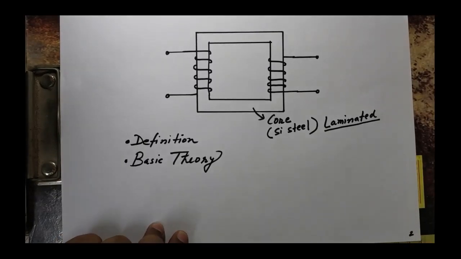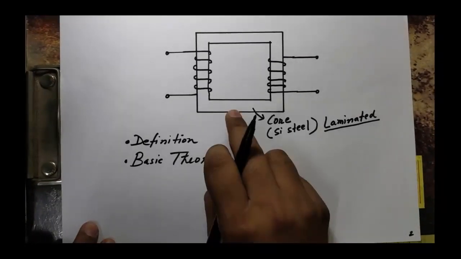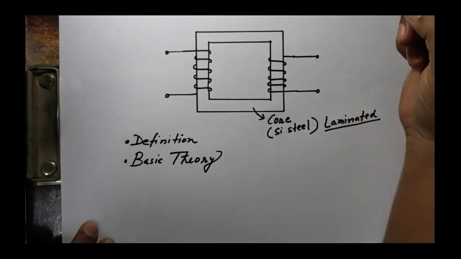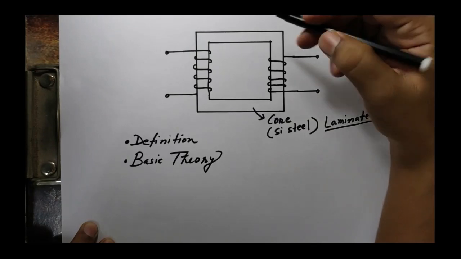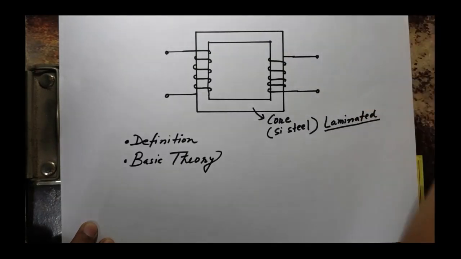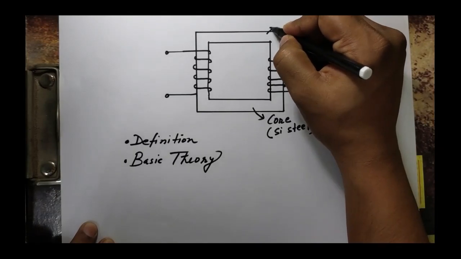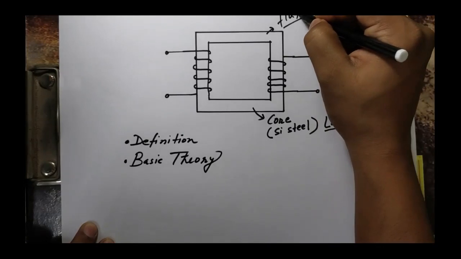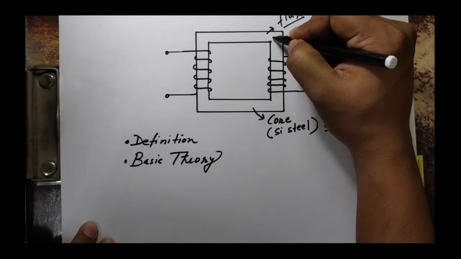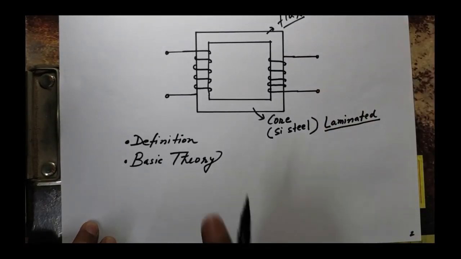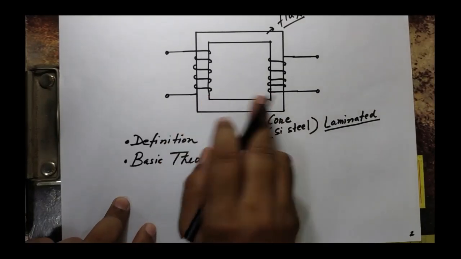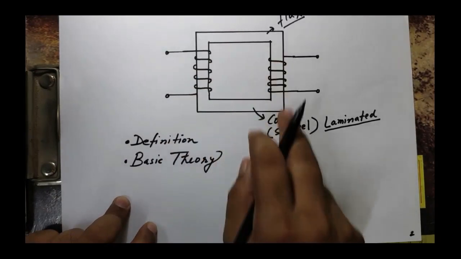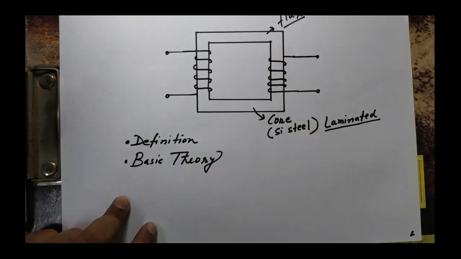Fine. Now see, this is the core. What is the purpose of this core? This core is used for the conduction of magnetic flux. So this is the purpose of this core. Now see, we have two different windings. This core is actually common to both the windings.